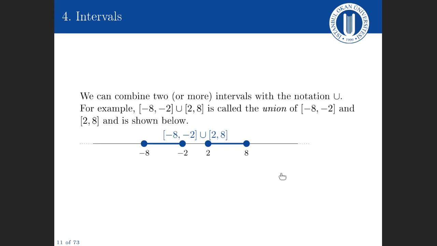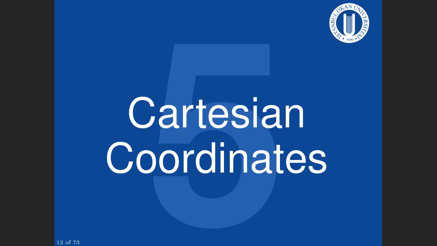We can combine two or more intervals together using the union notation that we talked about last week. For example, square bracket minus 8 comma minus 2 square bracket union square bracket 2 comma 8 square bracket is the union of these two intervals, and I've shown it here. This is not an interval itself because it has a hole in the middle. This is the union between two intervals. And that's enough about intervals.